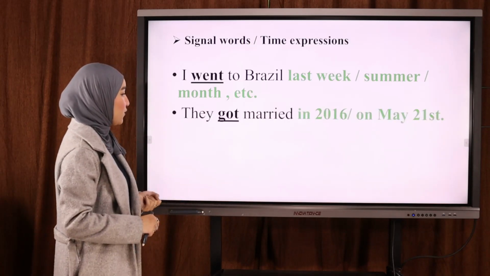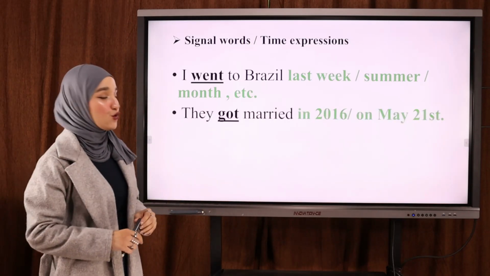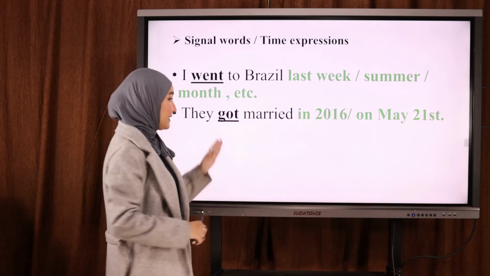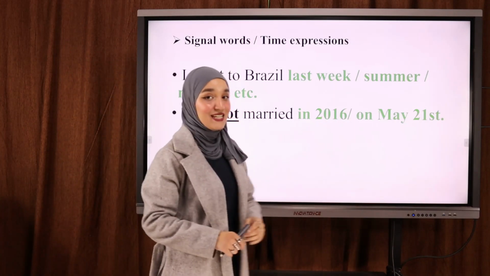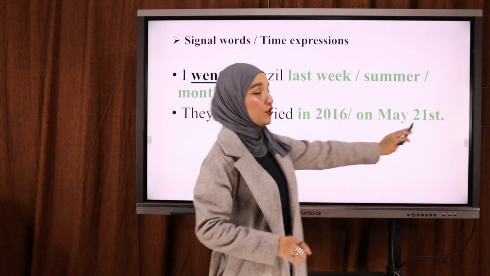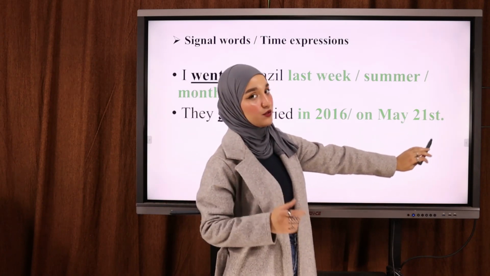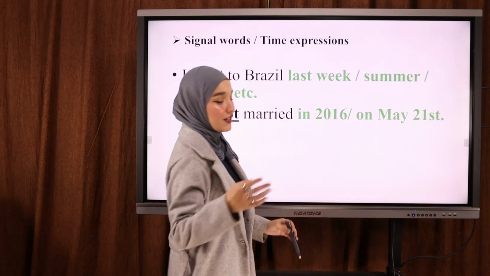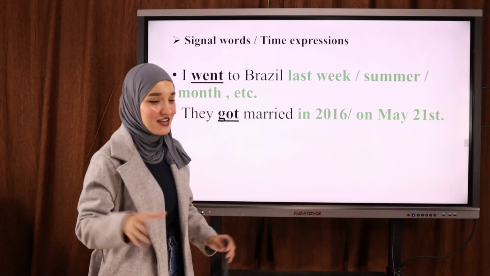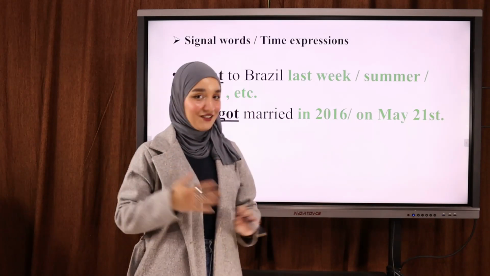The second signal word: they got married in 2016 or they got married on May 21st. This is a cardinal number. This is an ordinal number, sorry. So we have two types of numbers. لدينا نوعين من الأرقام في الإنجليزية. Another video, another lesson, okay?